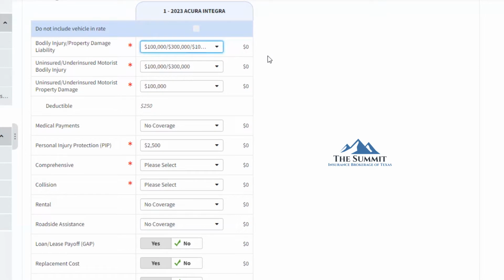So the 100,000 per person: if you get into an accident and someone's injured, and say they have $80,000 in injuries, this is going to cover their full cost. If they have $150,000 in injuries, it's going to max out at 100,000. That's the general gist of how the split limit coverage works. If you get into an accident and there are 3 people injured and each of them has 100,000 in injuries, this will cover up to 300,000 per accident.